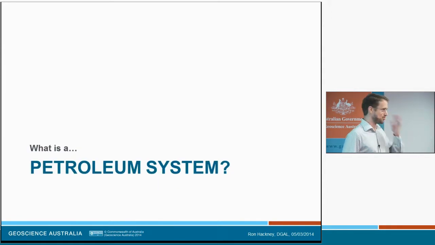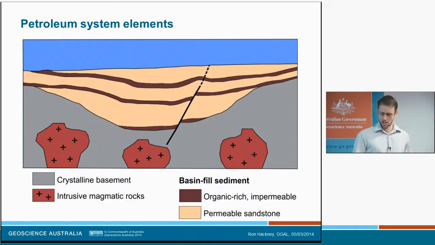What's a petroleum system? Okay, this may be familiar to many of you in the room as well, but let's touch on that quickly too. We'll start with a very schematic, idealised sort of sedimentary basin here. It's made up of some crystalline basement. It might be older metamorphic rocks. It's been intruded by some magmatic rocks. We've got this basin here.